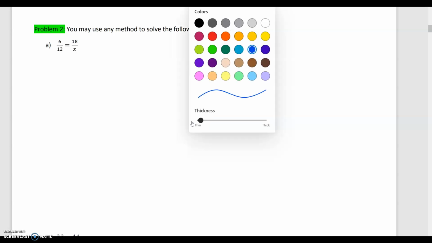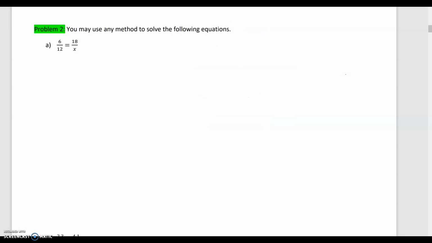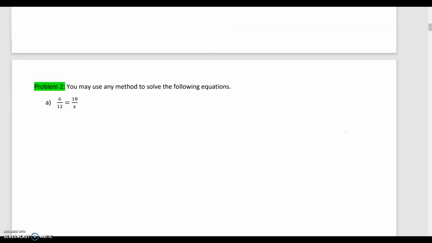Hi class, we need to take a look at problem 2. And in problem 2, the instructions are to solve and to use any method basically that we covered so far. Now, notice that on problem 2a, the variable's at the bottom. So here it is actually a good idea to use cross multiplication.